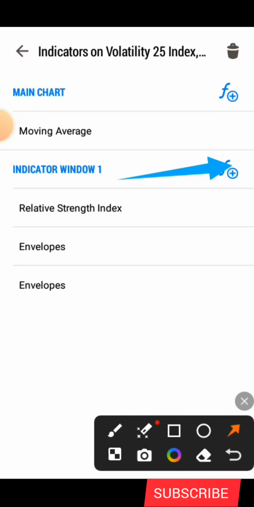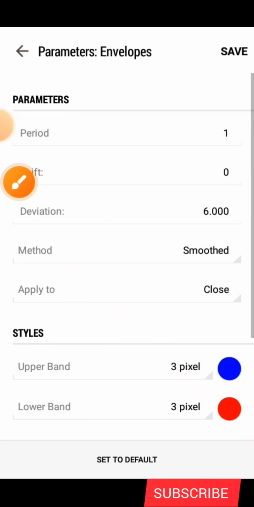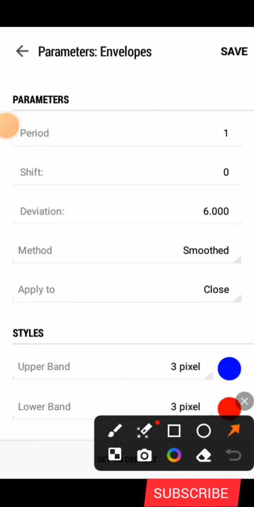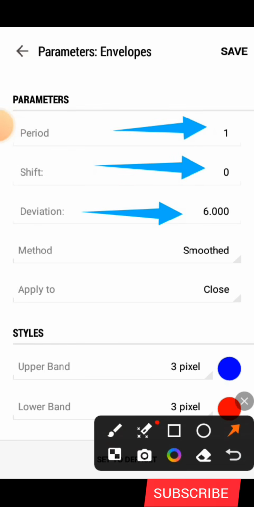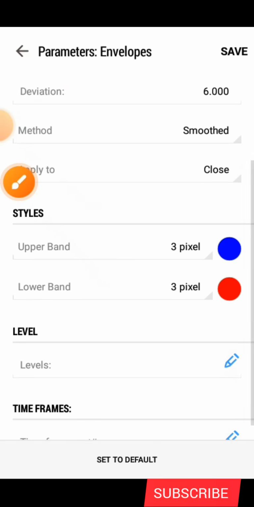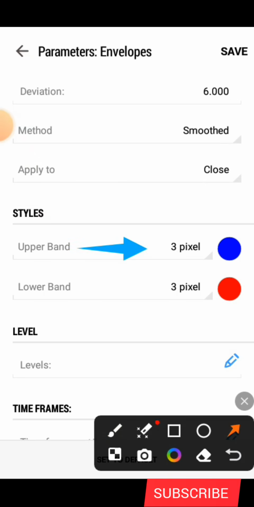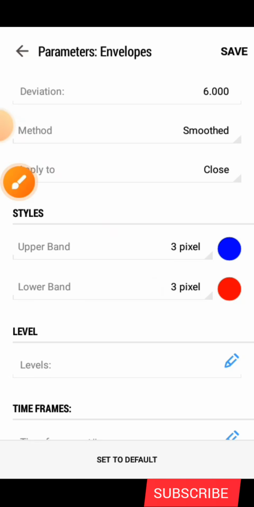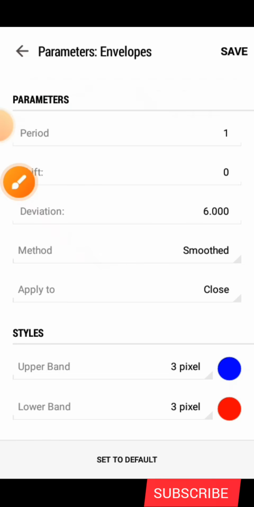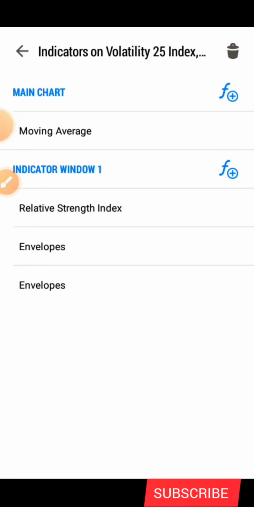So you click on this icon and then you search for our next indicator here, which is the envelope. These are the settings for the envelope. The period here is 1, the shift is 0, the deviation you have 6.000, the method is smoothed, applied to we have close. Now under the style you can see the upper band is 3 pixel, the color is blue, the lower band is 3 pixel again, the color is red, but you can change it to any color of your choice. After setting it this way, you click on save, and you are done with your first envelope.